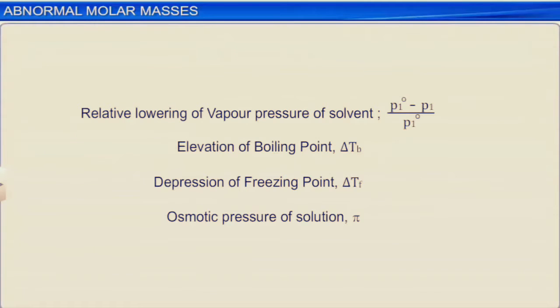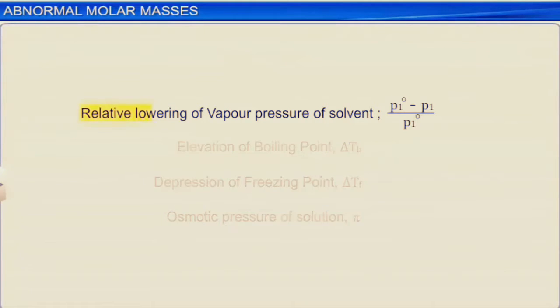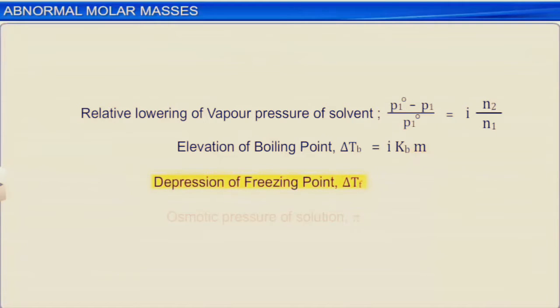Relative lowering of the vapor pressure of solvent, P1 naught minus P1 divided by P1 naught, is equal to i multiplied by n2 divided by n1. Elevation of boiling point, delta Tb, is equal to i multiplied by Kb multiplied by m. Depression of freezing point, delta Tf, is equal to i multiplied by Kf multiplied by m. Lastly, the osmotic pressure of a solution, pi, is equal to i multiplied by n2 multiplied by R multiplied by T divided by V.